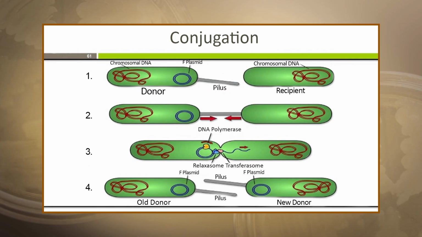Number 1. Conjugation involves transfer of DNA from donor or male cell to a recipient or female cell through a specialized sex pilus or conjugation tube.